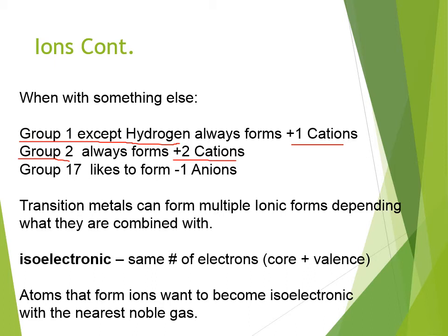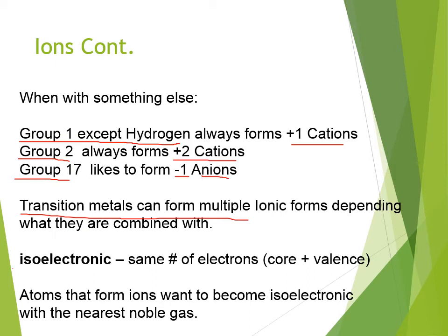Then moving all the way over to group 17, which is right next to the noble gases, those nonmetals like to gain electrons. So since they like to gain electrons, they're going to form a negative charge. In this case, they all form a -1 anion. That is because they gain 1 electron to become noble gas state to get their full octet. The transition metals can form multiple charges. So they don't have one in common. It just depends upon what they're combining with.